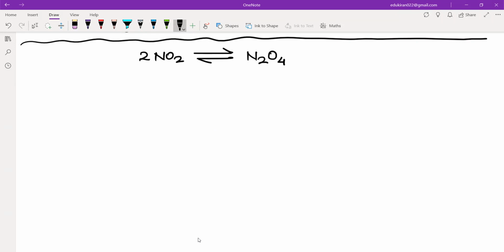Now, I said something about the rate of reaction, right? That rate of forward is equal to rate of backward. Yes or no? This is the criteria for equilibrium. Yes, sir. This is the criteria for equilibrium. Okay, fine. Rate of forward is equal to rate of backward.